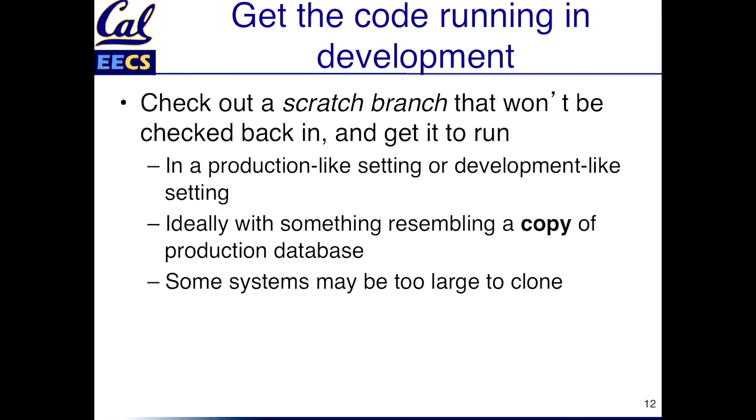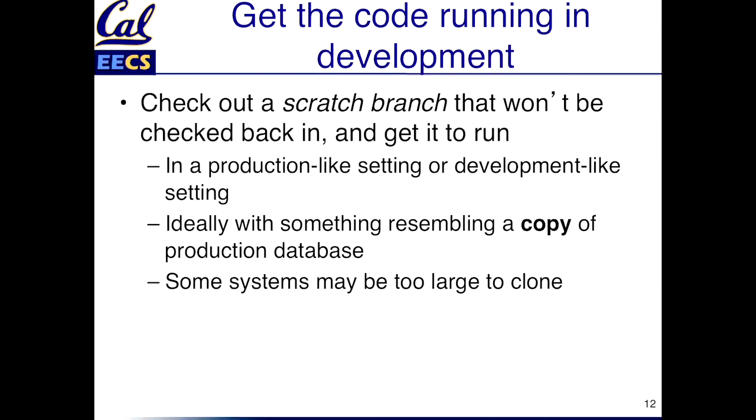And that means when we get the code running in development, the first thing you should do is check out a scratch branch. You know all about branches. It's one of the strong features of Git. And this is a branch that will never be checked back in. The whole point of this branch is to mess it up, make changes, break stuff. But your goal is to start by getting the code running in a development environment.